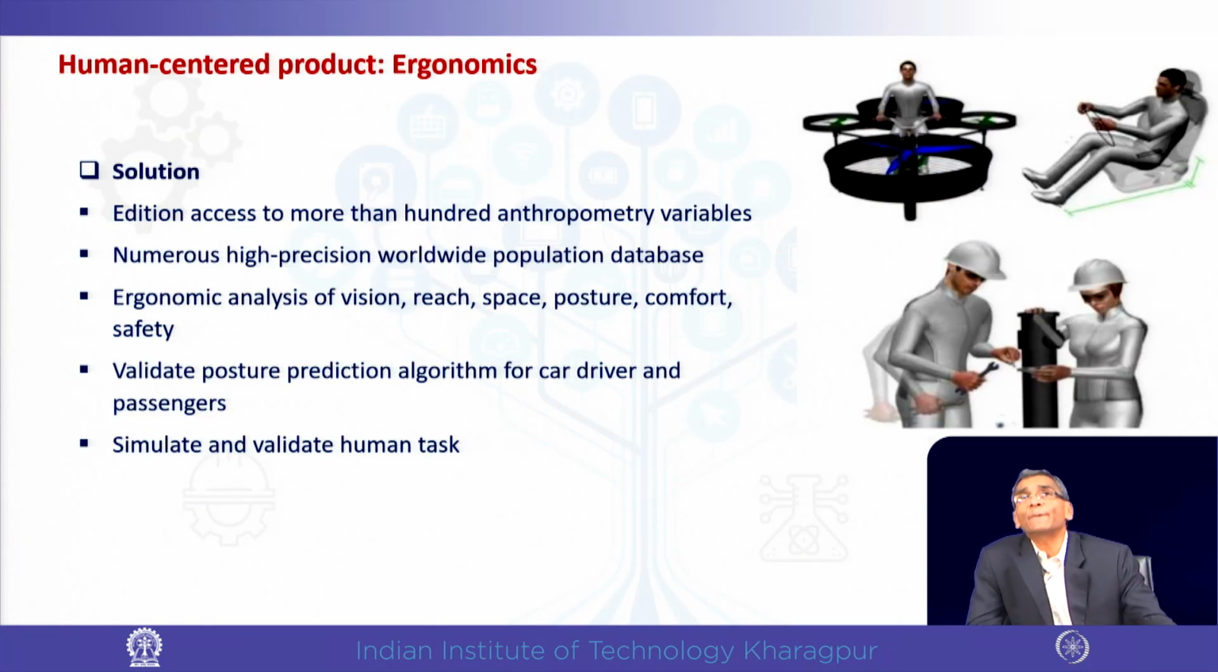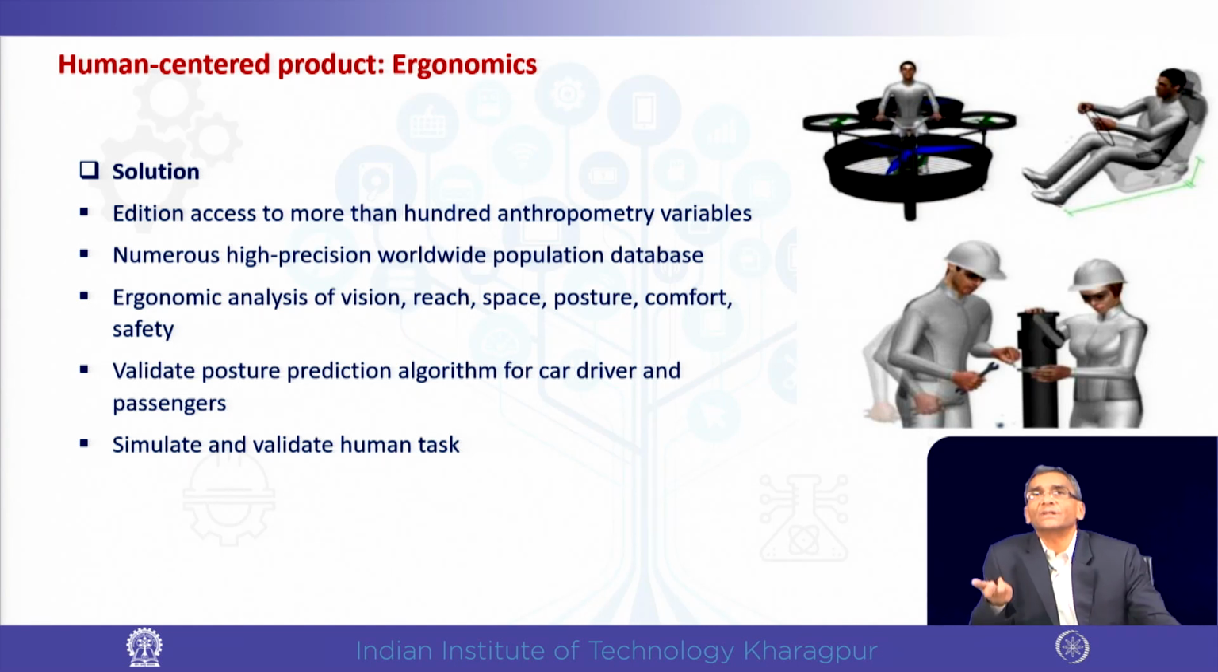The ergonomics aspect is important for several reasons. This addition gives access to more than 100 anthropometry variables, which can be tested for a product when someone is designing, be it an automotive, a wheelchair, or any gadget that people would hold in hand, practically anything where human interaction with the product happens, and that is practically for all.